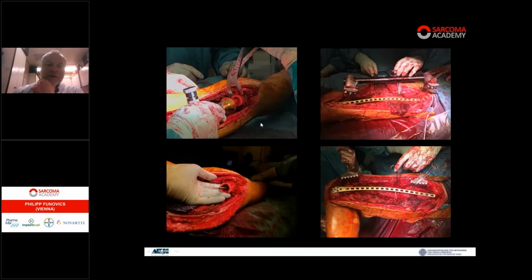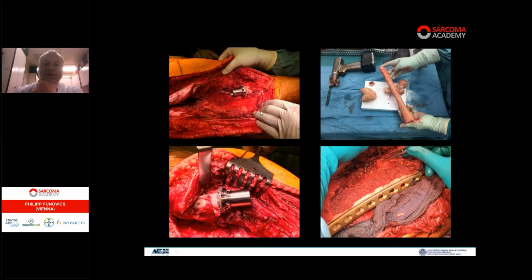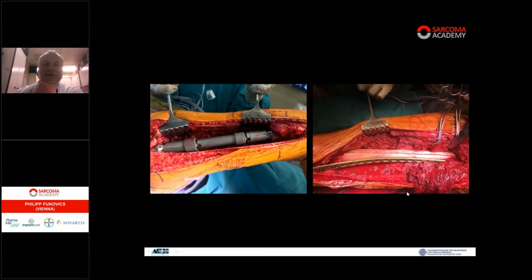So here are other intraoperative pictures. Here, the preparation of the compress spindle, whereas here you see the plate and the allograft in situ. Here are the stems and the cones for fixation of the intercalary prosthesis. Here is the allograft that is then flipped around the vascularized fibula, and this is the final result with the intercalary endoprosthesis and the intercalary defect reconstructed biologically.